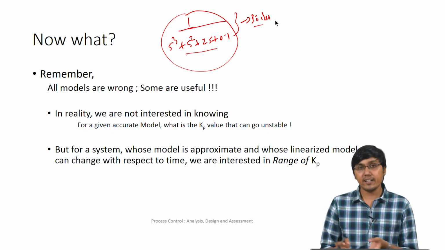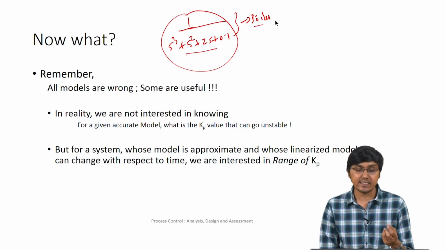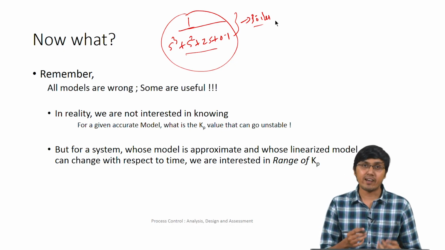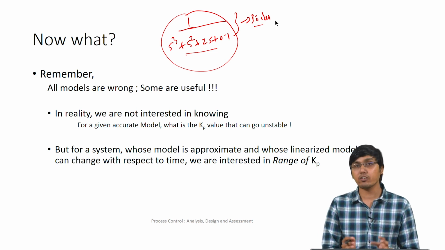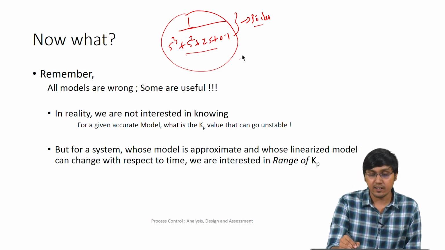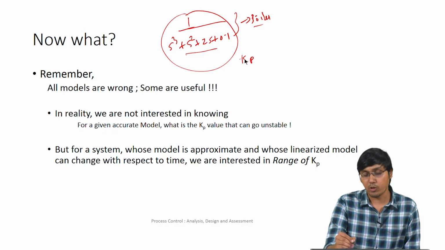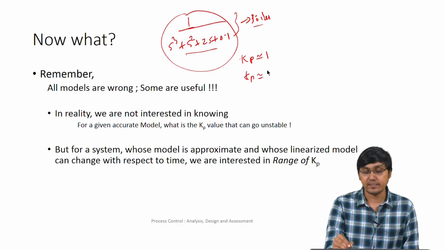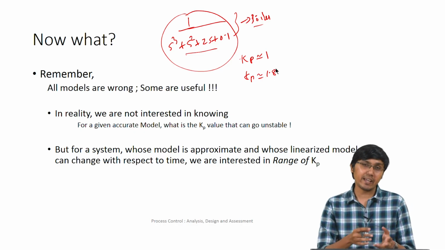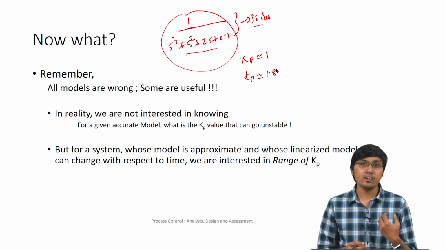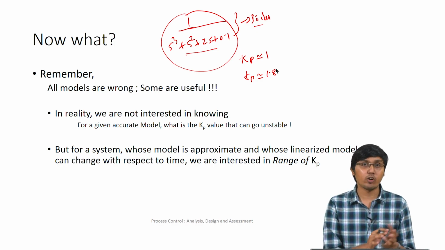So in real life we are not interested in finding the exact value of Kp where it goes unstable, but in what range of Kp it is going to be stable. If Kp is approximately 1, then we say it is stable. If Kp is closer to say 1.8, then we say it may go unstable. So this is a qualitative comparison that we are interested in, not such a hard quantitative comparison.